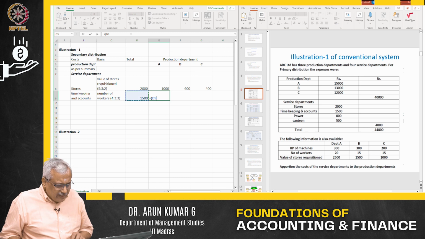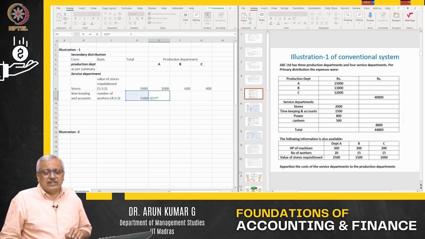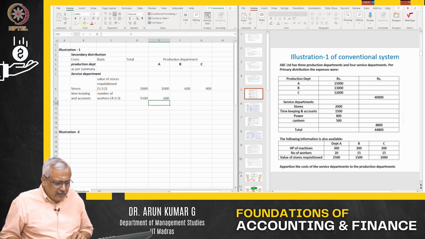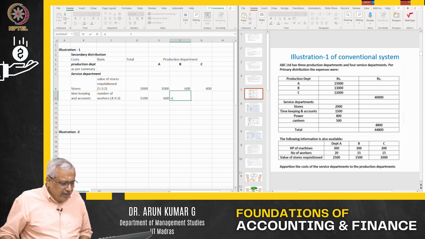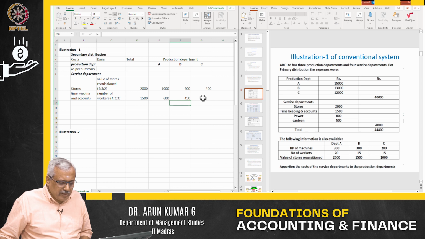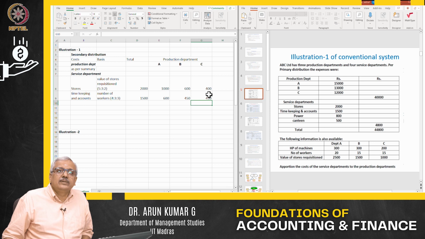So what do I do? I take this 15 into 4 plus 3 is 7, 7 plus 3 is 10. So it is 4 divided by 10, and then I move here and say this amount into 3 divided by 10. It is going to be the same, because 3 into 3, that is 450, simple and straight.